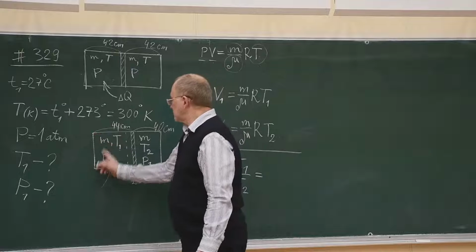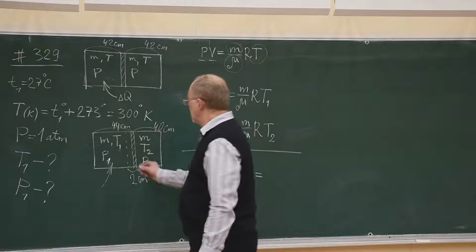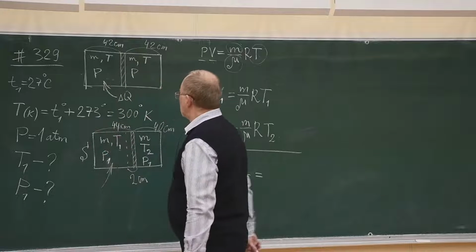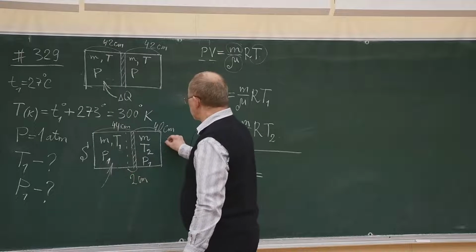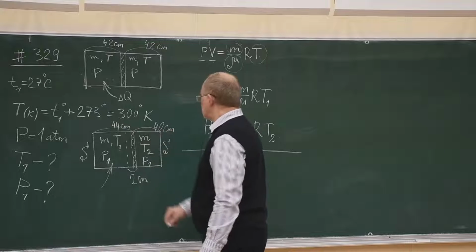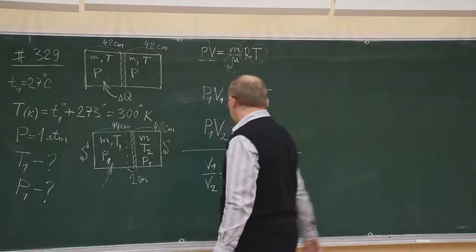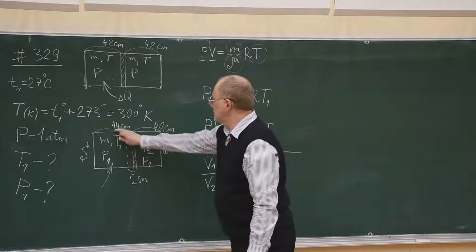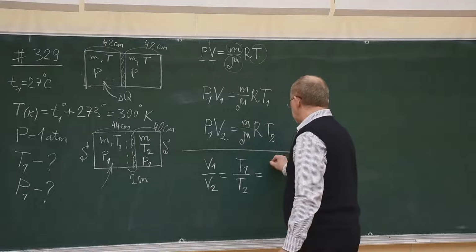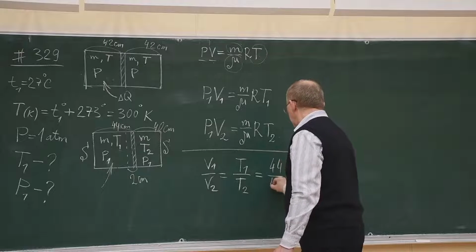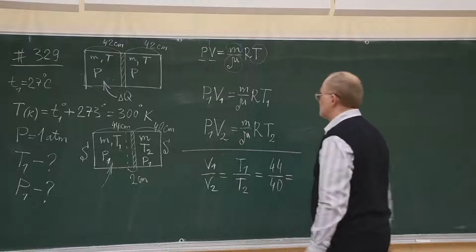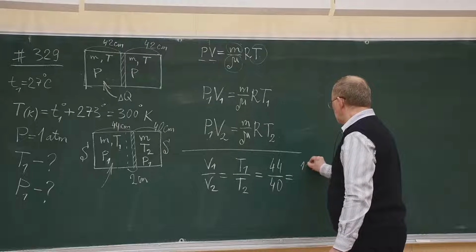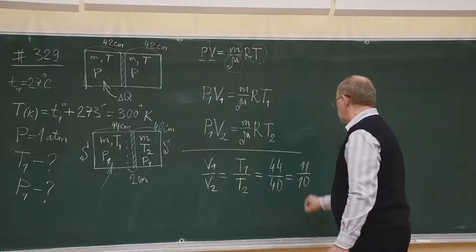This can easily be calculated because we actually know the volumes. As the cross-section of the cylinder is the same, and the volume is the cross-section area times 44 centimeters here, and the same cross-section here times 40 centimeters, the ratio of the two volumes will be known. It will be 44 centimeters over 40 centimeters. 44 over 40, so after dividing by 4, that will be 11 over 10.